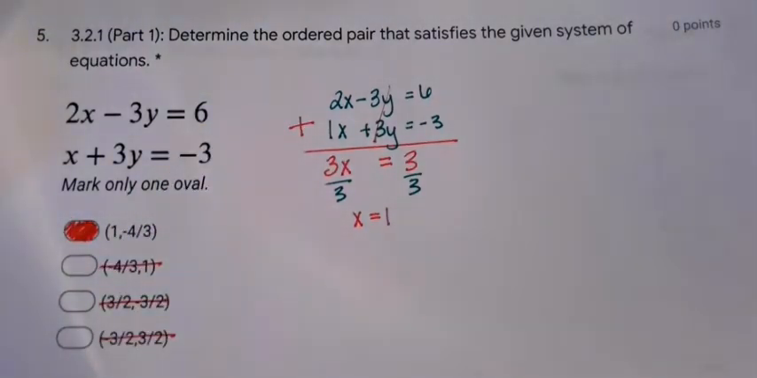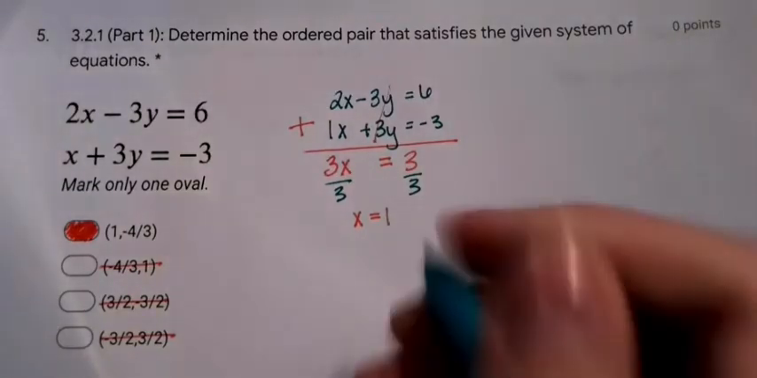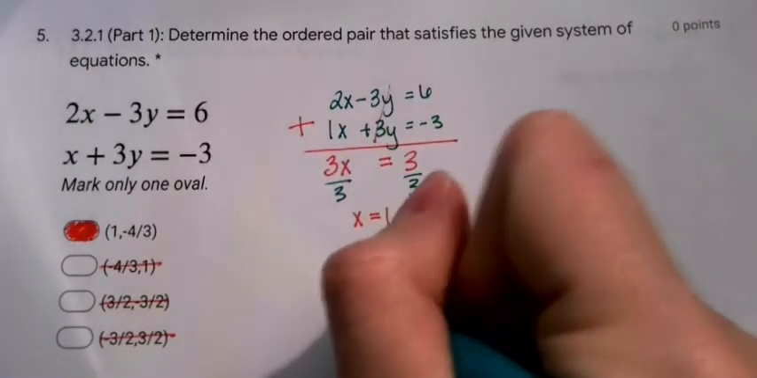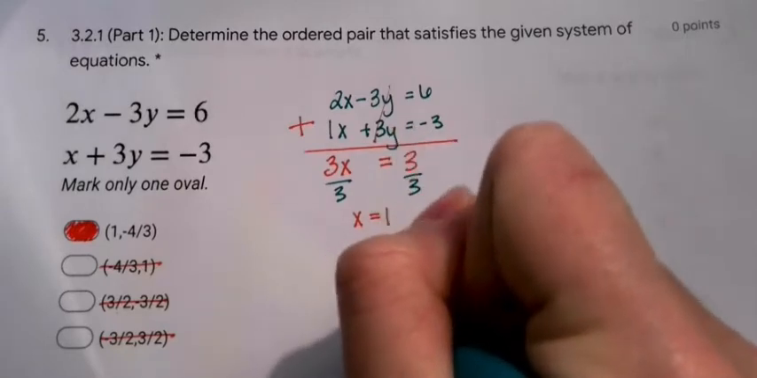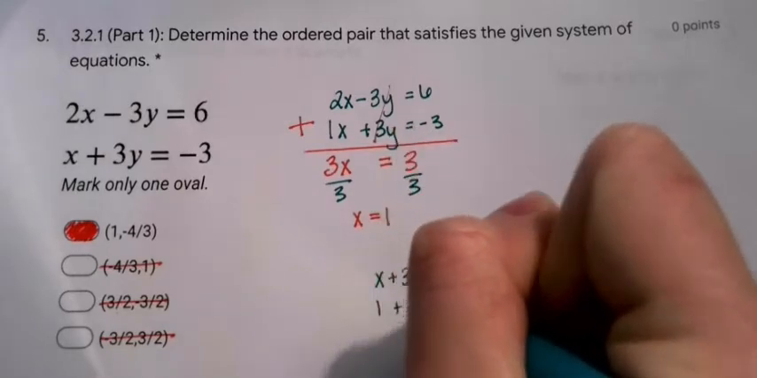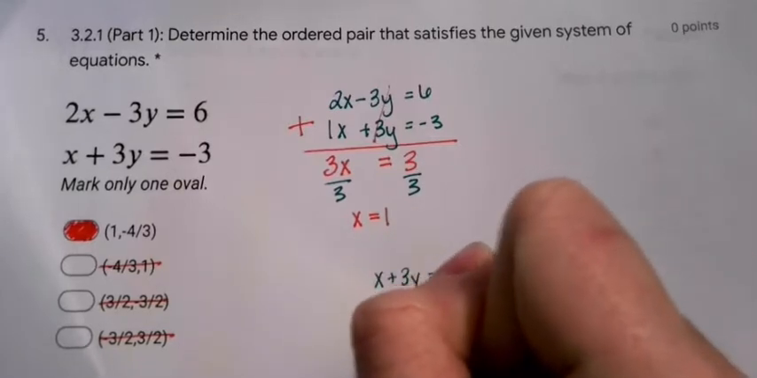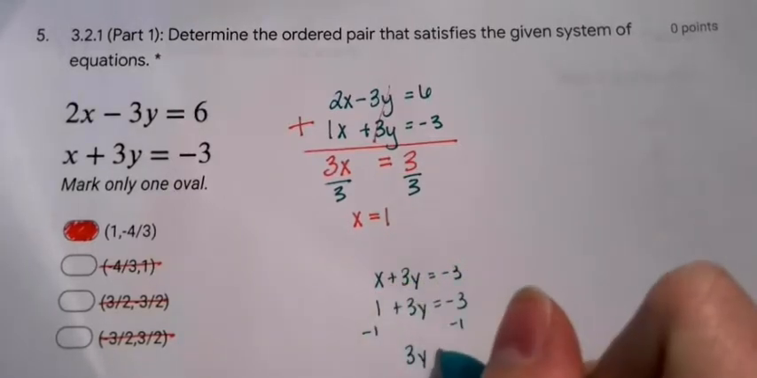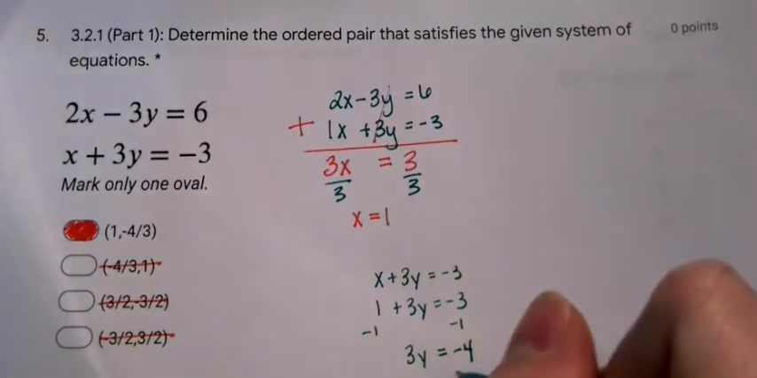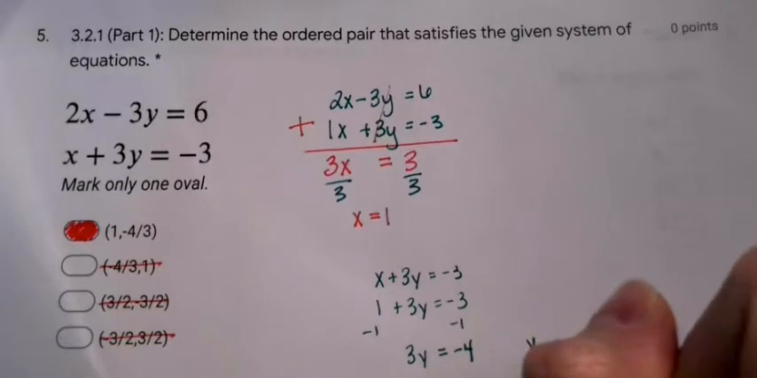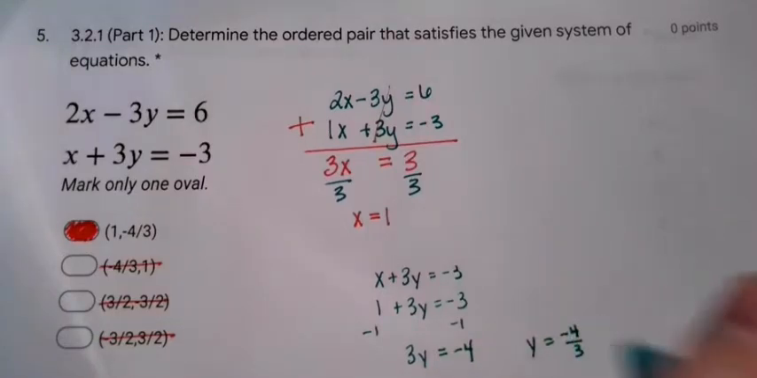If I wanted to keep going and find my y value, I could. So I'm going to do that pretty quickly. It won't take very long. I'm going to use my bottom equation, plug in 1 for x, and then I can go ahead and solve. So subtract 1 from both sides. 3y equals negative 4. I want to divide both sides by 3, and I'm running out of room here, so I'm going to write it over here. Y equals negative 4/3, which does end up being the second number in that point.